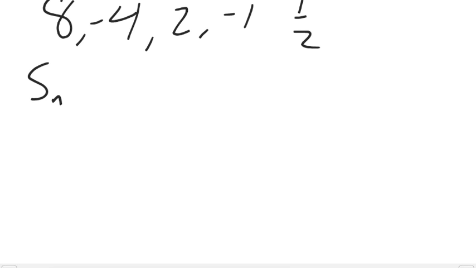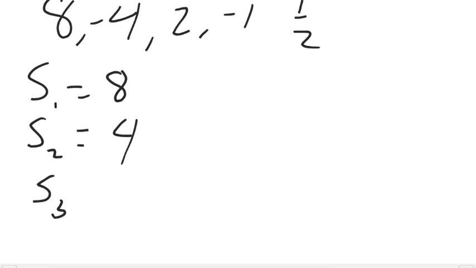Okay, so the first partial sum of that sequence is what? It's 8. I just add the first 1 term. The second partial sum, I add the first 2 terms together, and I get what? 4. To get the third partial sum, I add the first 3 terms together and get 6. And to get the fourth partial sum, I add a -1 and I get 5.